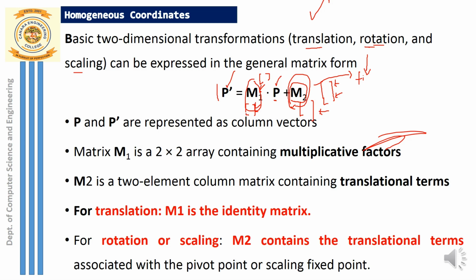Remember, for translation M1 is the identity matrix, but for rotation or scaling, this matrix M2 will not contain any translational elements. Only for translation will M2 contain translational elements. For rotation or scaling, M2 will contain the pivot point, and for scaling it would be the fixed point. So this is a general equation.